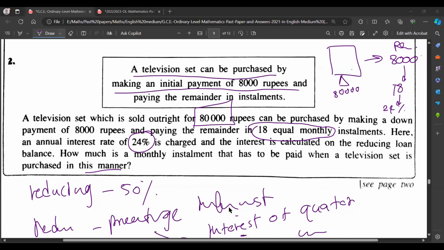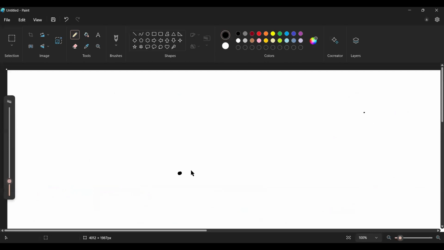Think now, okay? You have to remember what the steps should be. Tell me first of all, the remaining payment after the down payment.